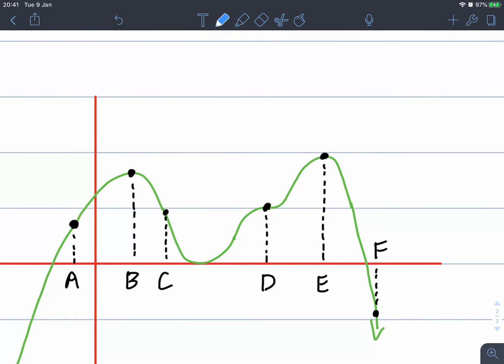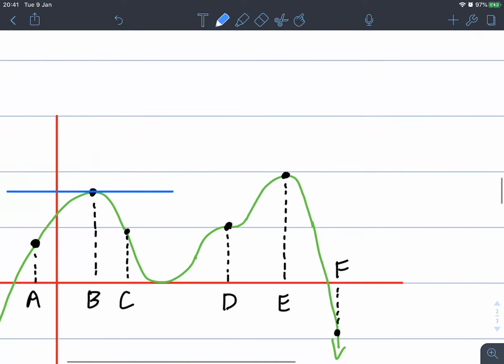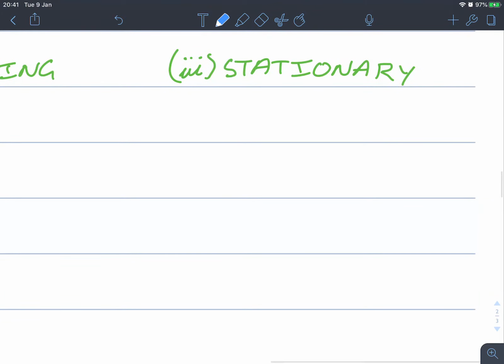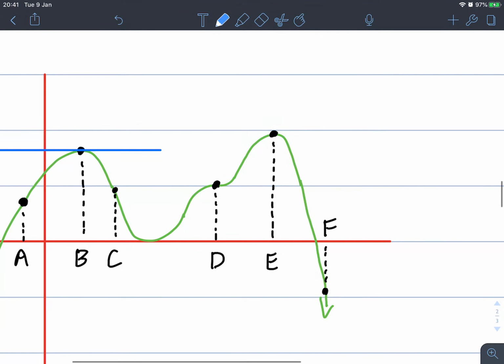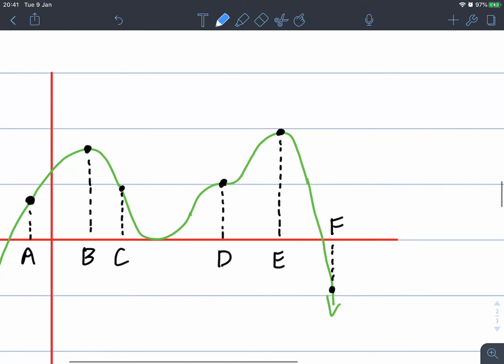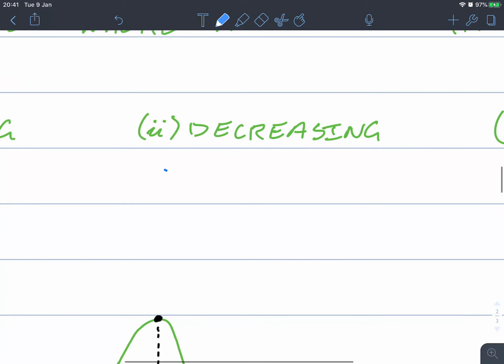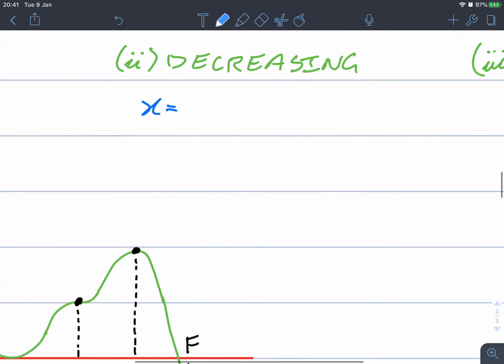Let's determine this point here. If we draw a tangent at this point, at x equals b, well, it's a flat line, so that is a stationary point. So stationary at x is equal to b. Let's find the next one. This point here, c, let's draw a tangent at this point. Looks kind of like this. That tangent has a negative gradient. So if it has a negative gradient, then that must mean it is decreasing at x is equal to c.